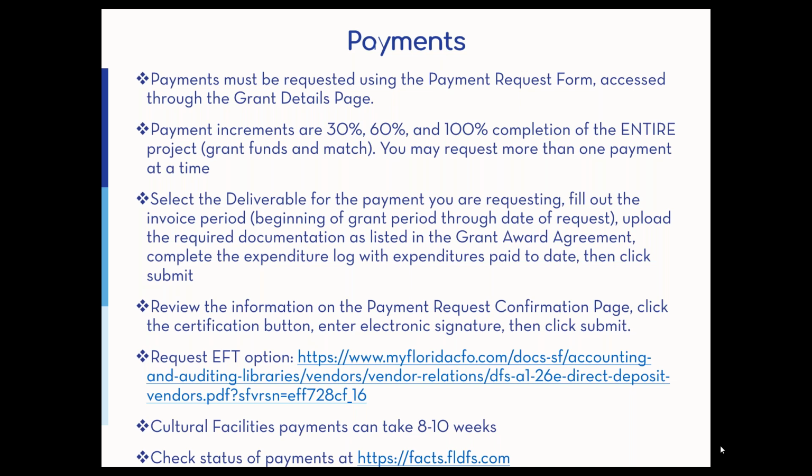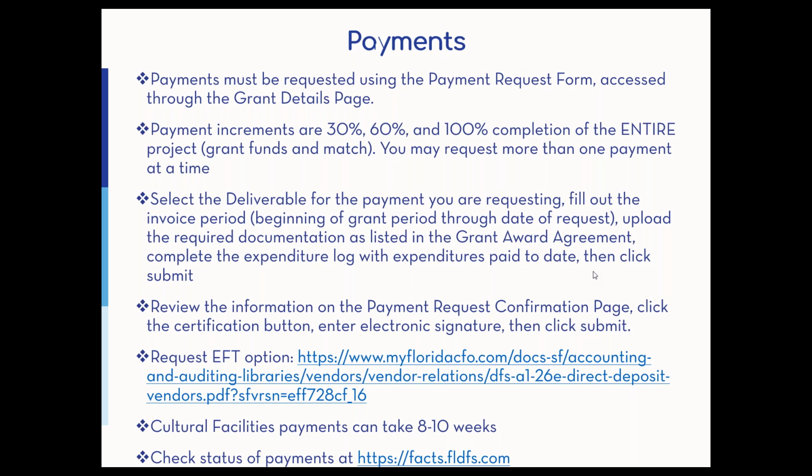And you can request more than one payment at a time. If you want to wait until the end and request the whole thing, you can do that as well. You will select the deliverable for the payment you're requesting, fill out the invoice period, which is the beginning of the grant period. So 7/1/2023 through the day that you're requesting the payment. Upload the documentation that's required.